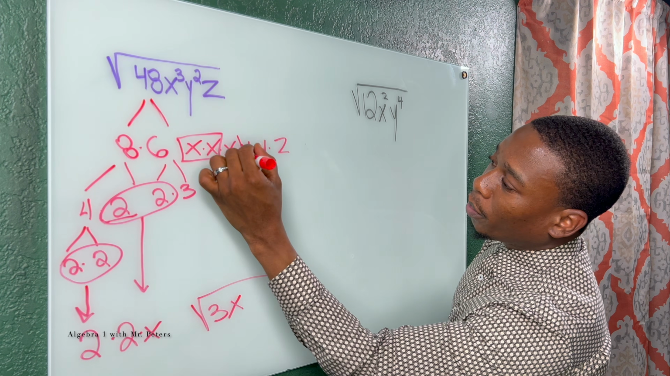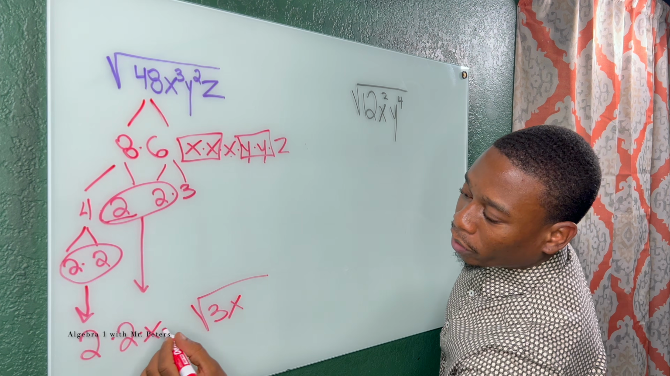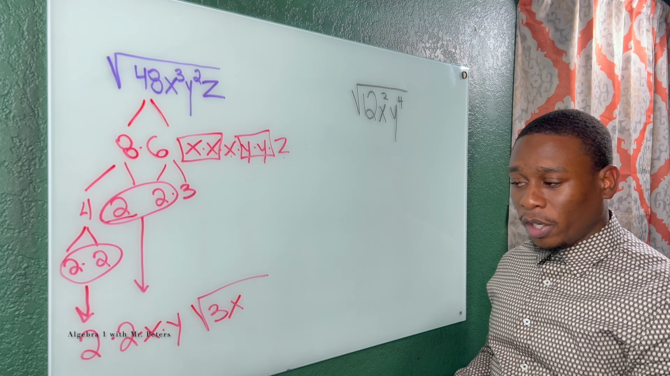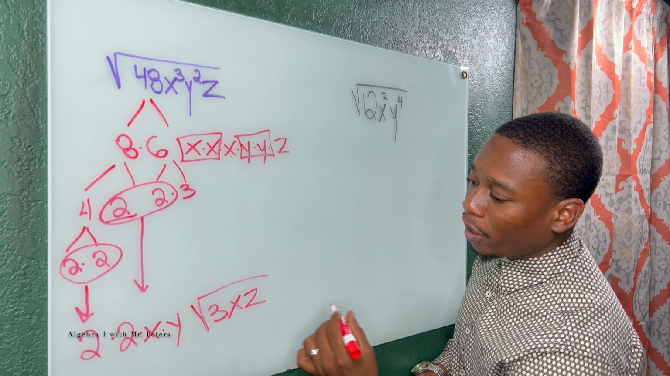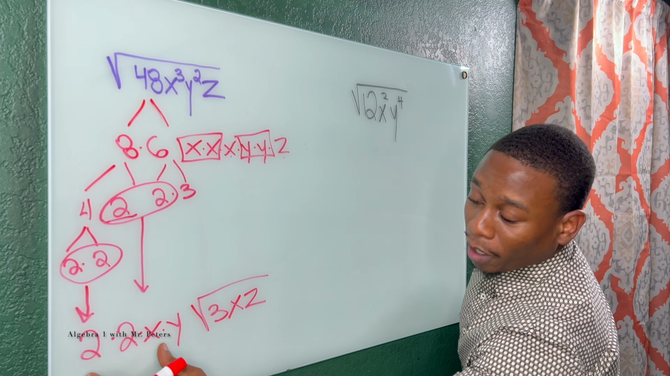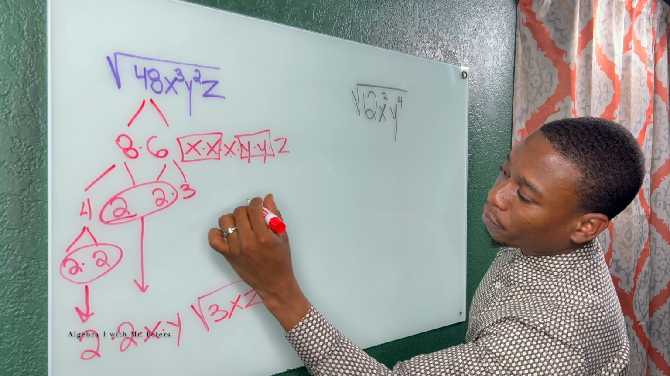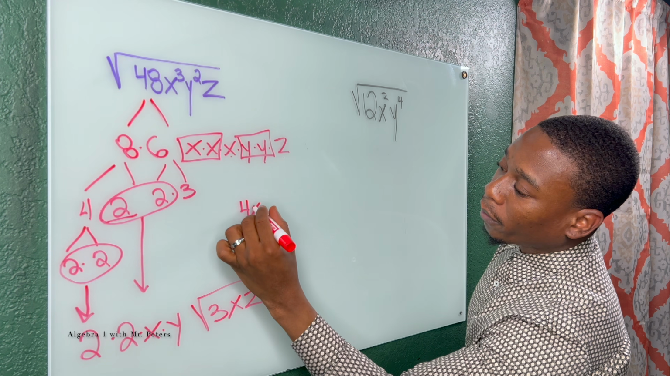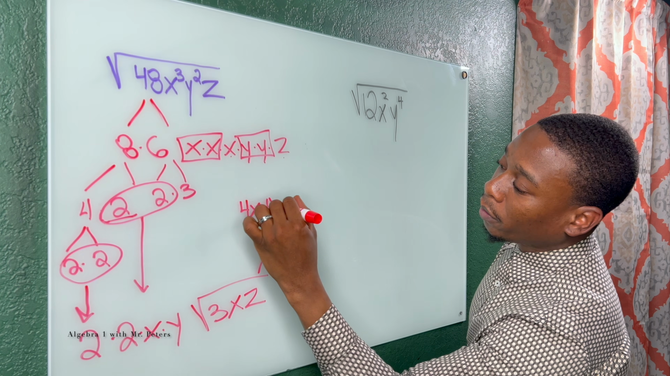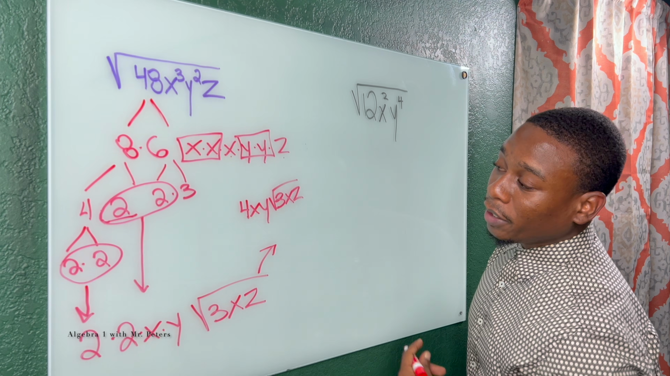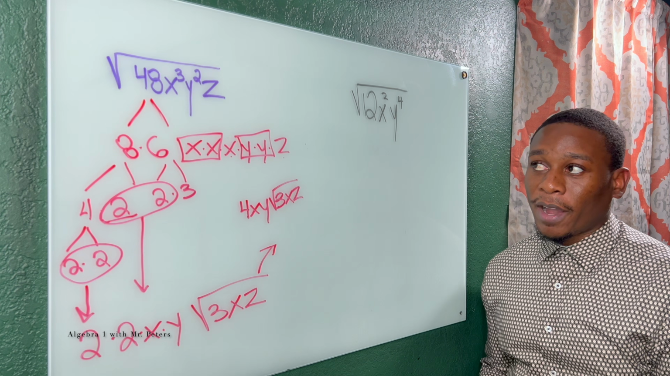We have y times y, we pull that out as y. And then the same thing with z. Because it's just 1, we don't have a pair, it stays under the radical. Now when we simplify this on the outside, this is going to turn into 4xy times radical 3xz. And that would be our final answer.